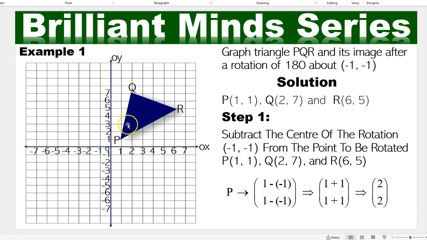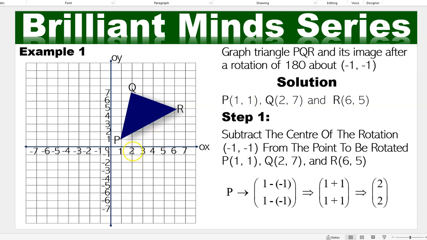Now, this is the question that they have given us. We are to graph triangle PQR and its image after a rotation of 180 degrees about (negative 1, negative 1). Before we begin, we have the x-axis and the y-axis. If we want to find the point P where they intersect, the x value is 1 and the y value is 1. Where they intersect is our point P. So we have P (1, 1).